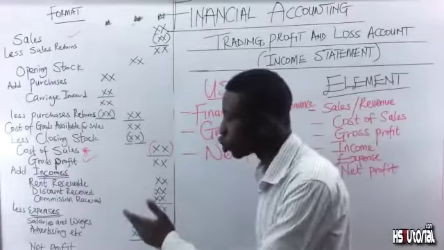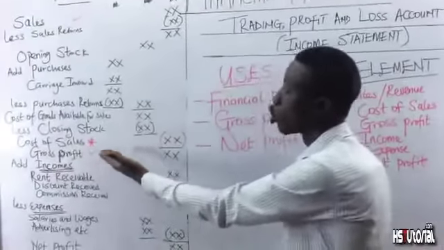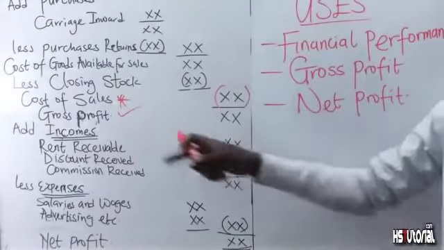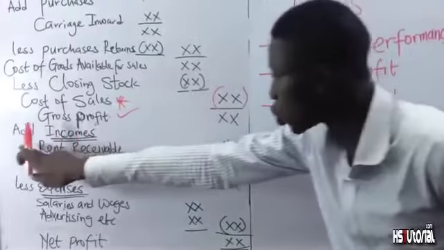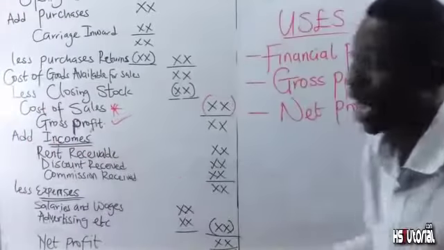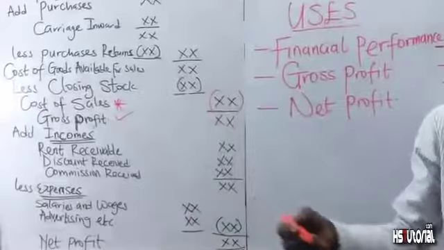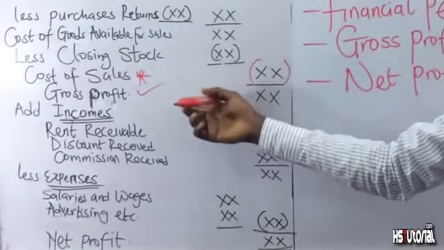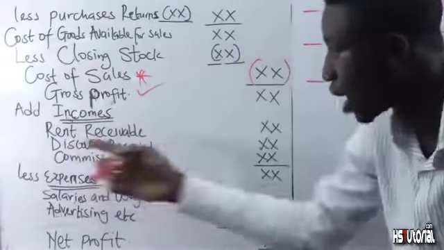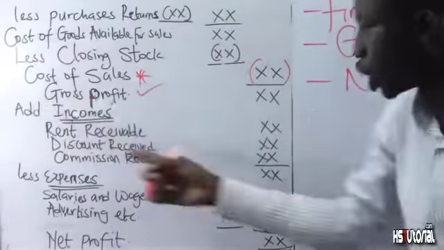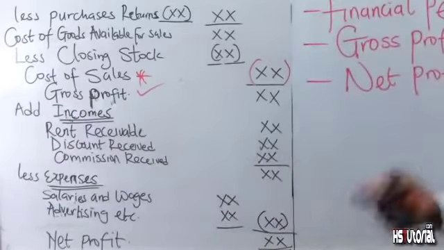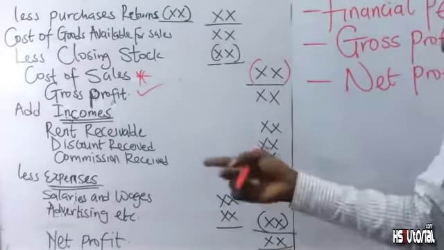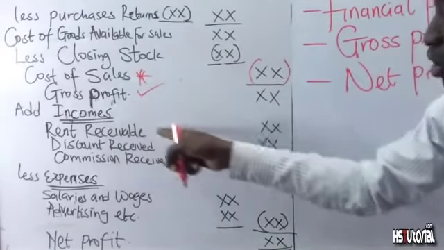Now let's quickly go to the additions you will make to your gross profit. The additions are the incomes. Incomes you will add include rent receivable, that is the rent you received from your tenants. It is probably one of your profit centers or revenue centers, so you will have to add it as part of your income.